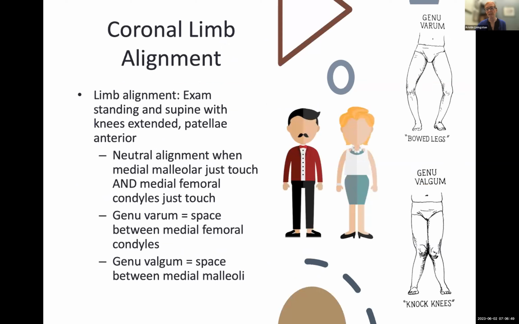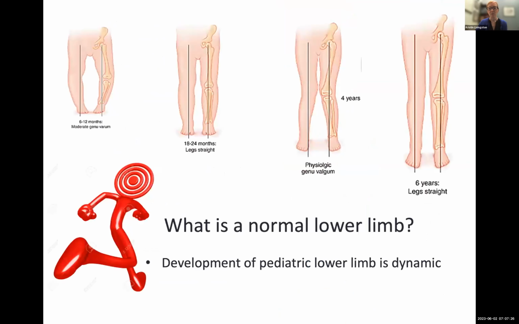So one of the most common types of limb differences that we see is in the coronal plane. So when we're looking at somebody in the frontal plane, the way that we assess that is with the patient standing or supine, looking at them from the front with the knees extended, the patellae forward. We see neutral alignment when the knees and ankles both touch. You can see in these little stick figures here, nice straight legs, right? That's what's normal. But genu varum we describe as when, with the ankles touching, there's space between the medial femoral condyles, and genu valgum we refer to as when the knees are touching and the ankles are apart, as you can see from the pictures. But what is normal, right?